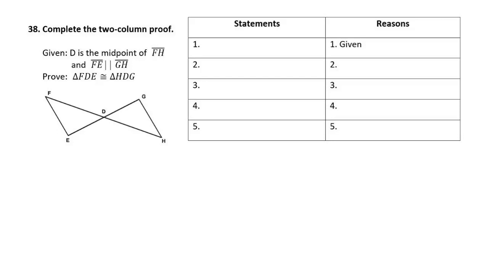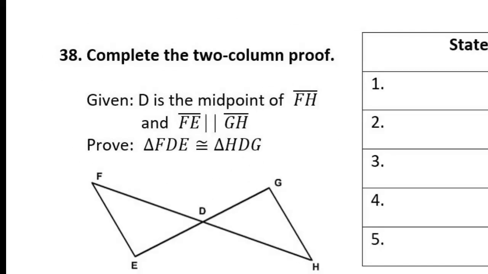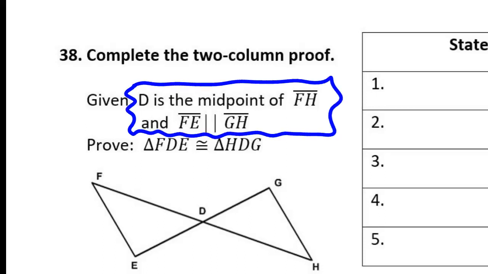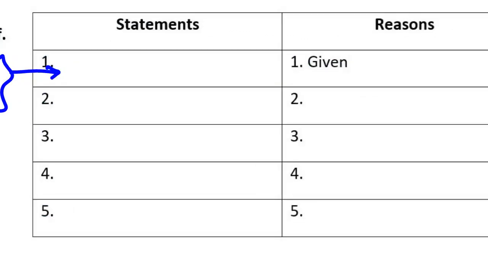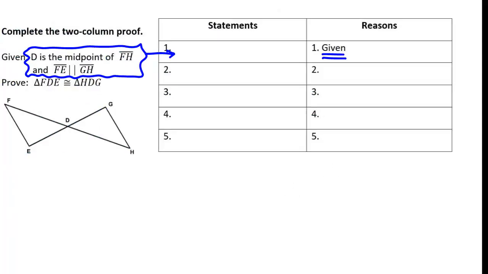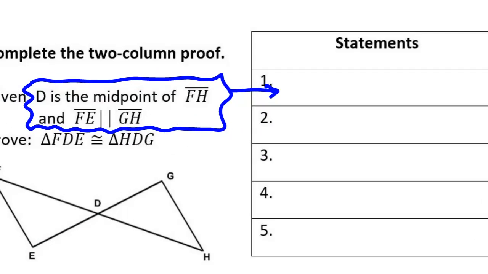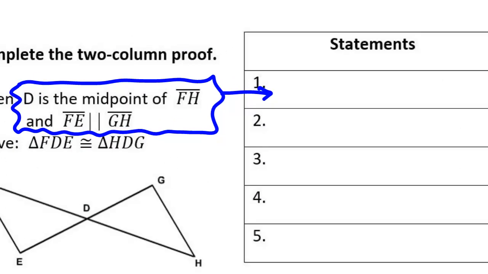Number 38, complete the two-column proof. Given information goes in our first box here because it tells me the reason, that it's given. So D is the midpoint of FH.